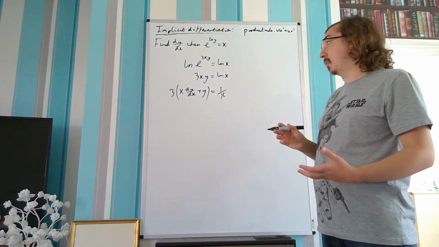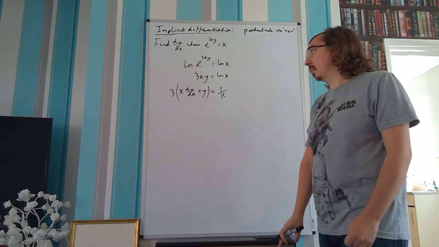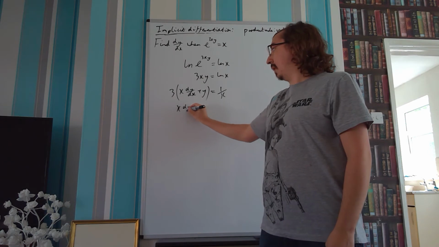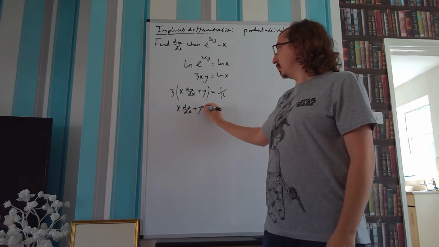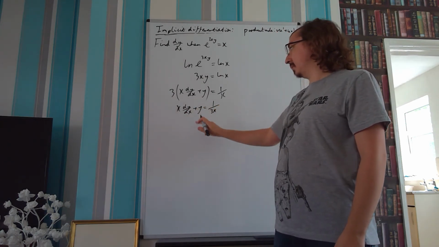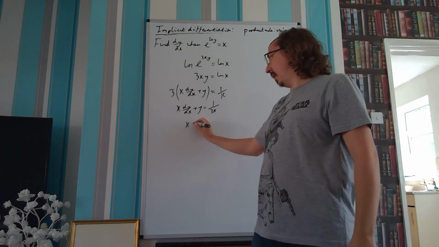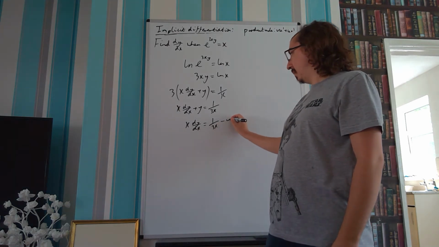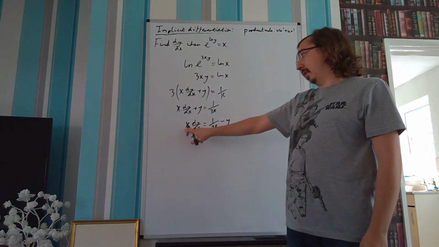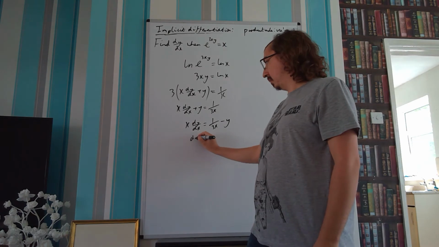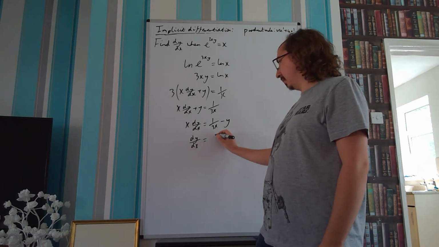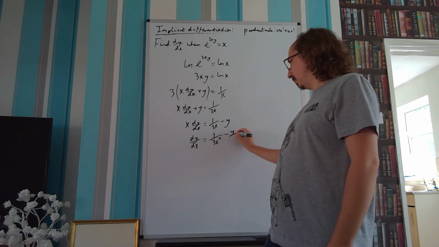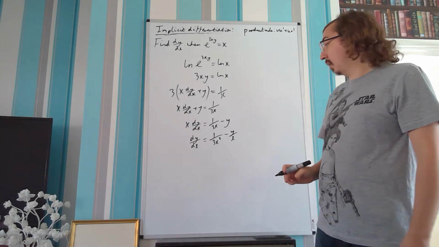So all we need to do at this point is a little bit of rearrangement. Well, we're timesing by the 3 there, so we can move it over as a division. So x dy by dx plus y equals 1 over 3x. Move the y over, x dy by dx equals 1 over 3x minus y. And then finally, divide by the x. So dy by dx equals 1 over 3x squared minus y over x.